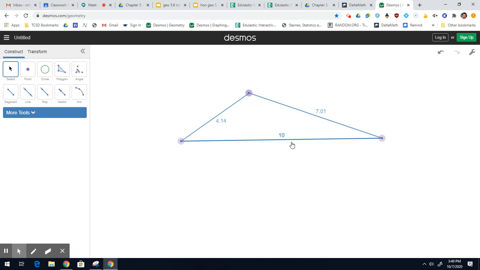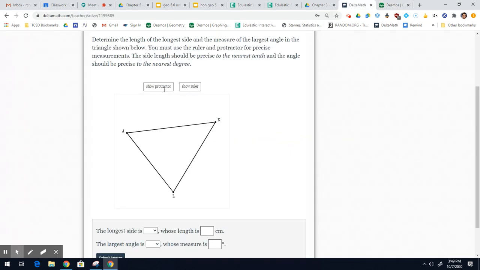Okay. So I'm gonna do one problem on Delta Math. I'm just gonna piggyback it onto this video. One problem. All right, so here's the one problem I want to do. So it says determine the length of the longest side and the measure of the largest angle in the triangle shown below. You must use the ruler and protractor for precise measurements. The side length should be precise to the nearest tenth, and the angle should be precise to the nearest degree.